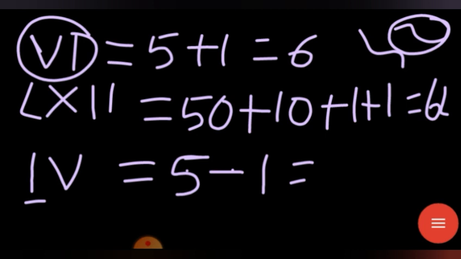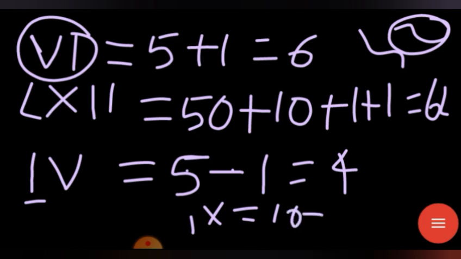So 5 minus 1 is 4 is the answer. You understand? Then if we are writing 1x, 1 is less than that x, which is 10. So what is right? 10 plus 1 is correct? Not correct. 10 minus 1 is right, that is 9. So this is the third rule. Understand second and third rule?